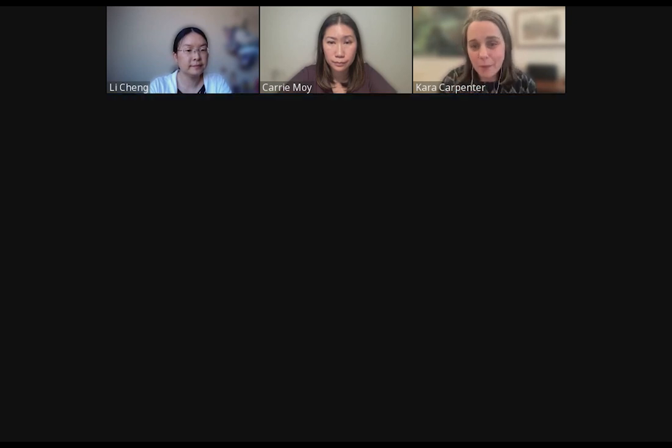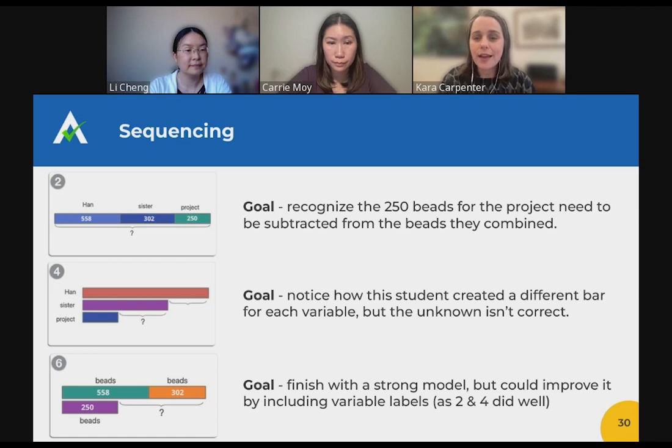And so that's why I might end with this final piece, where I'm finishing with a strong model, but where you can really see, okay, I take the 558, I combine it with the 302, but then I'm actually taking away those 250, and so I'm needing to find a difference there.